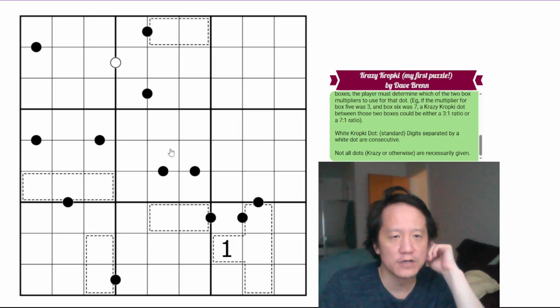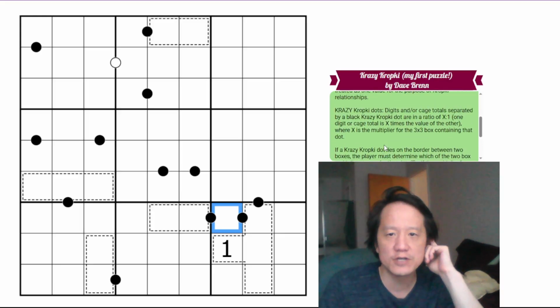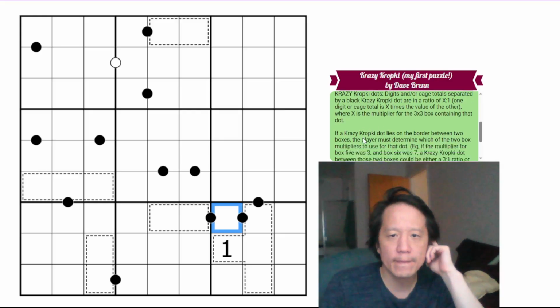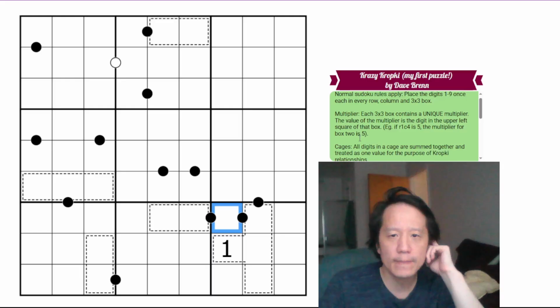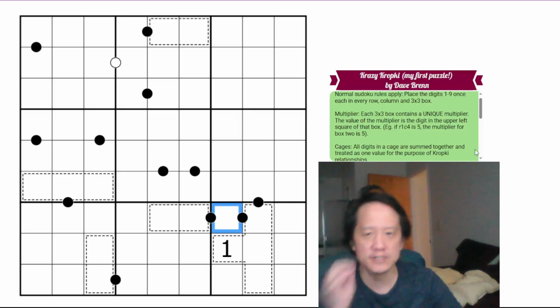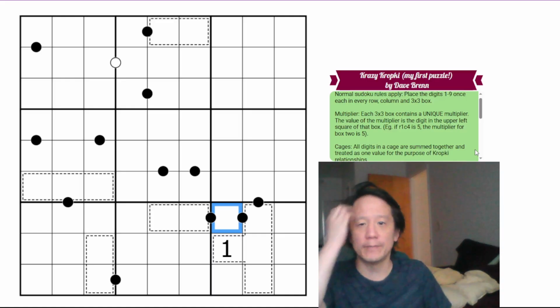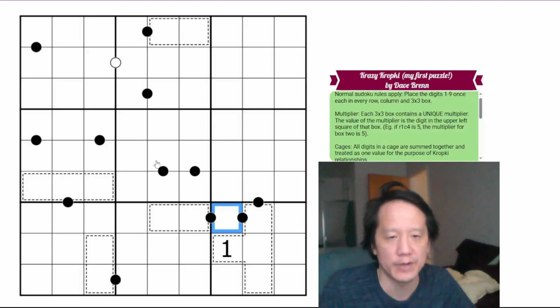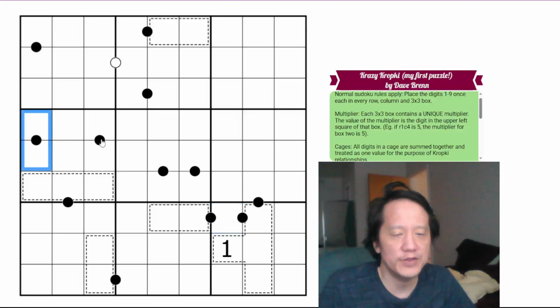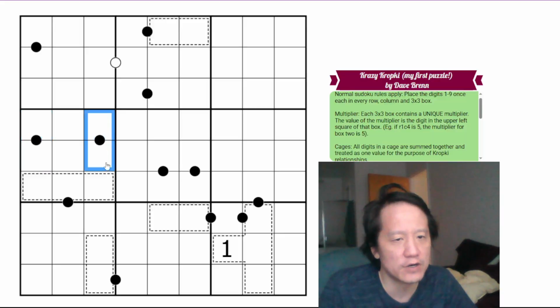Let's go. Okay, so that means the digits in the upper left corners are all going to be unique, because, again, each 3 by 3 box contains a unique multiplier, and the multiplier is the digit in the upper left square of that box. This has two digits that are in some sort of ratio here.